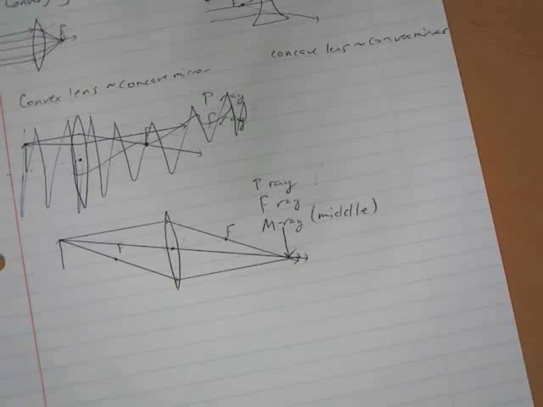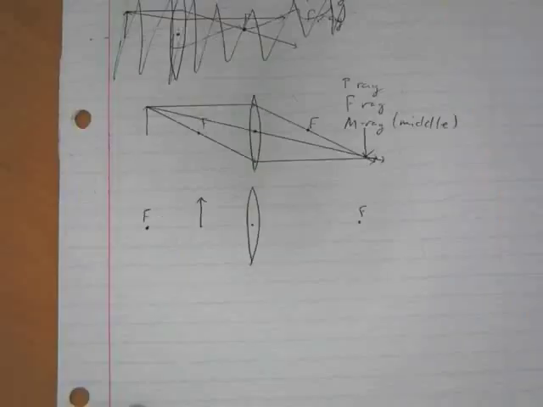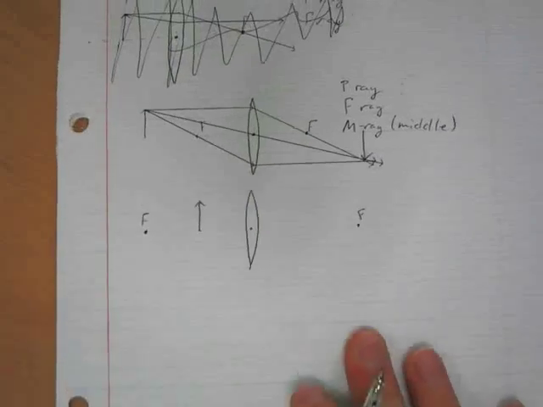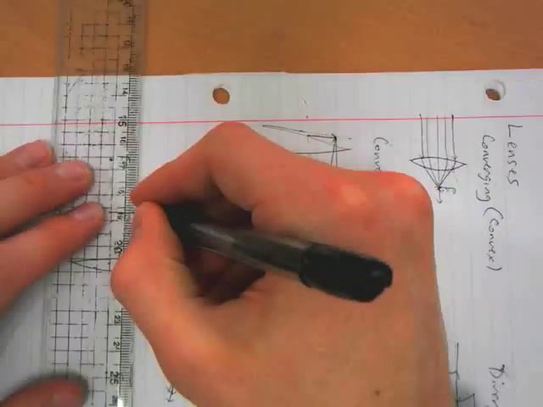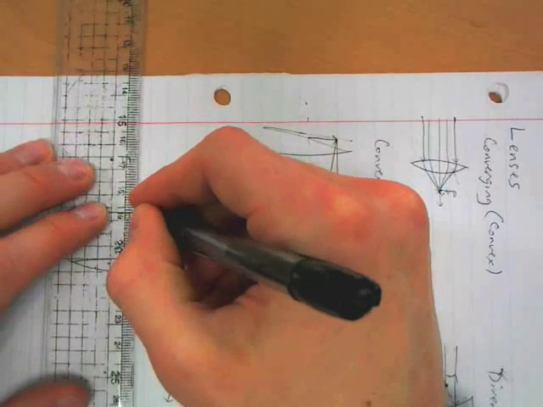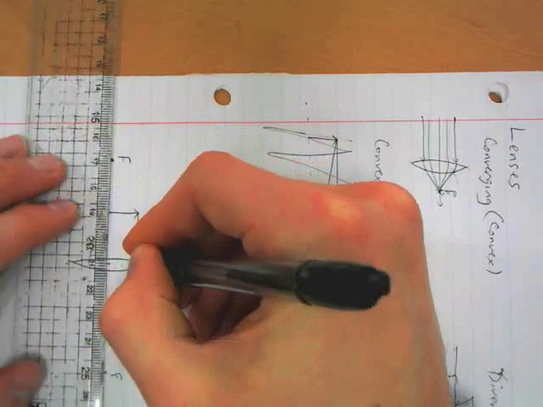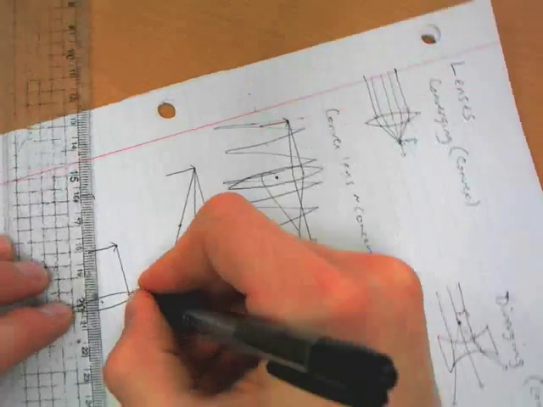drawing. What happens if our object is between our focal point and our lens? We can do our ray tracing. We can make our P ray, which is horizontal. Again, it goes into the lens and bends toward our focus.